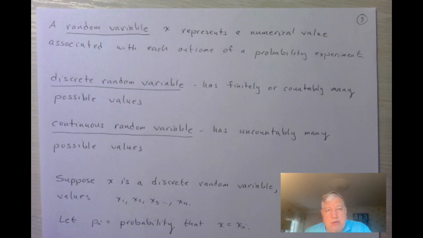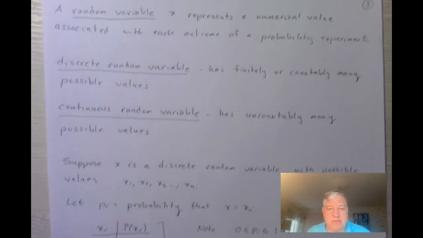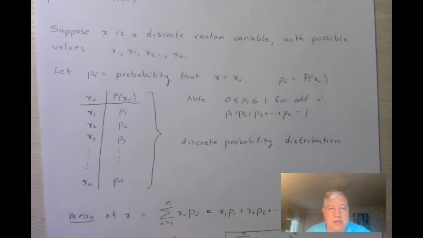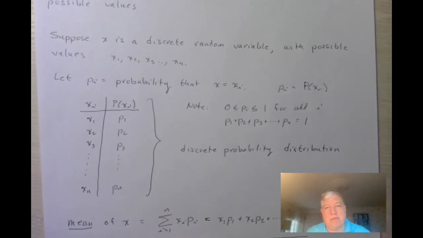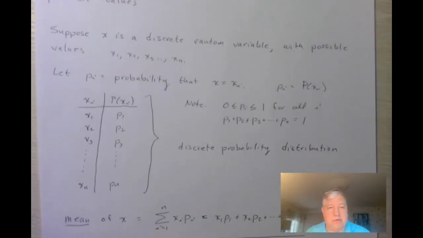So in the last video, we defined what a random variable is, the difference between a discrete random variable and a continuous random variable, and how different they are. So right now, I'm just going to focus on discrete random variables for this video, because their probability distributions are easier to work with.